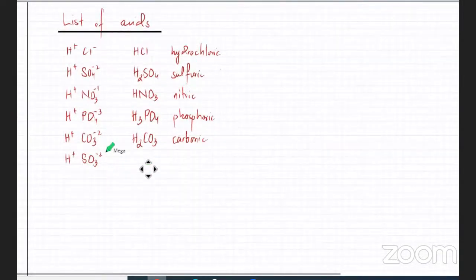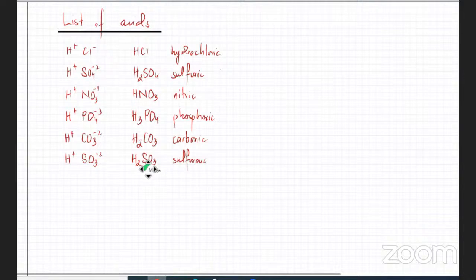As a list of acids, H plus 1 with SO3 minus 2 is going to be H2SO3. That's a less common acid in your exams. That's sulfurous acid. Now, the first five were the ones they're going to usually ask. But remember, it could be any acid, and they have actually done that in exams as well.